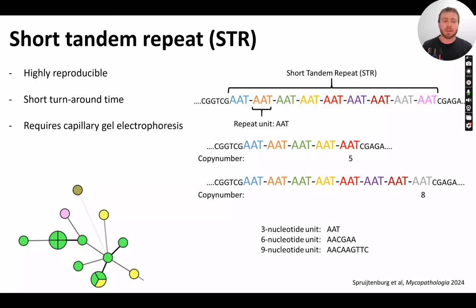But of course, every method also has some downsides, and we also need to be fair on this one. It does require some machinery like a capillary gel electrophoresis, which is especially in low to middle income countries not always available. And you do need some time to develop this method. When you are dealing with a new species, you need to develop the primers, you need to optimize them. So that's a downside, but once it's running, it's very suitable or applicable to outbreak settings.